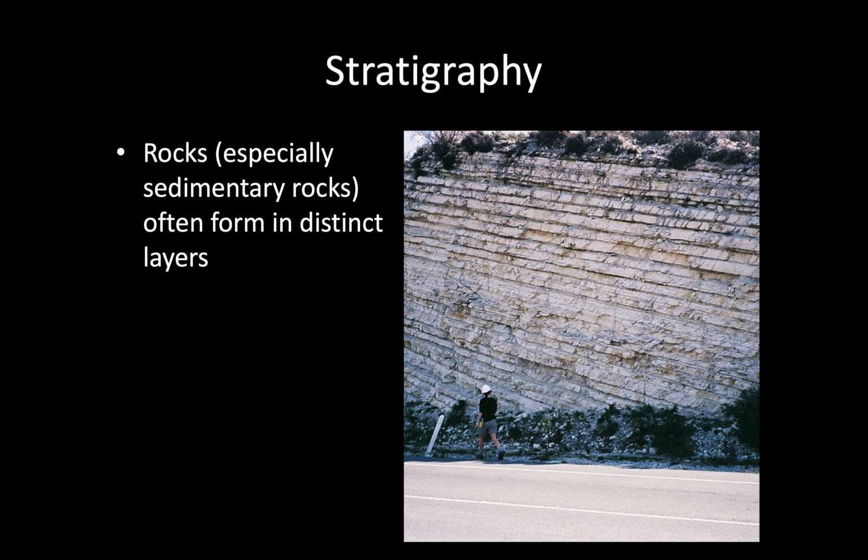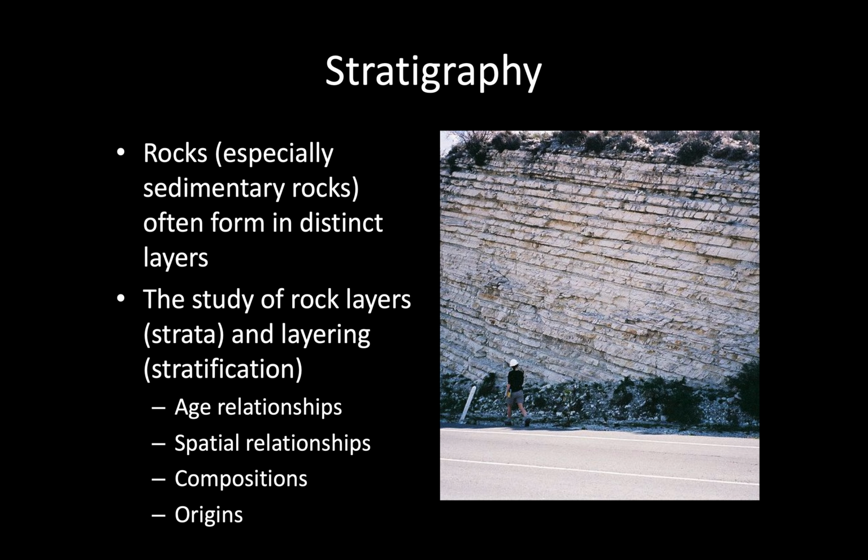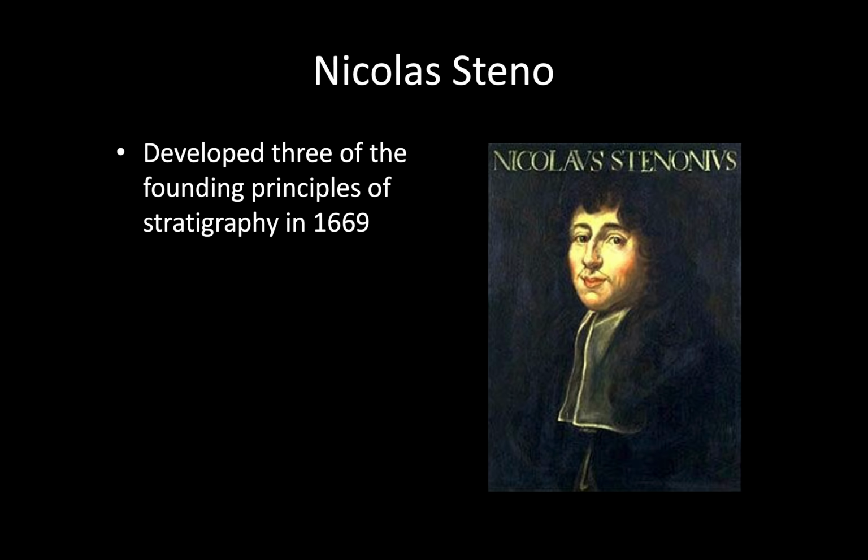Rocks form in layers. Studying these layers is called stratigraphy. We can figure out age relationships, spatial relationships, so which pieces of rock used to be connected, compositions, so what are these rocks made out of, and origins. Was this rock made from beach material? Was it made from a river? Let's find out. So this brings us to a person called Nicholas Steno.